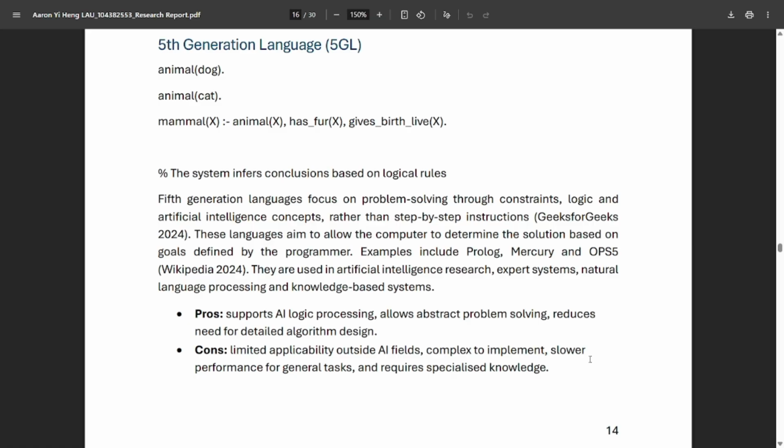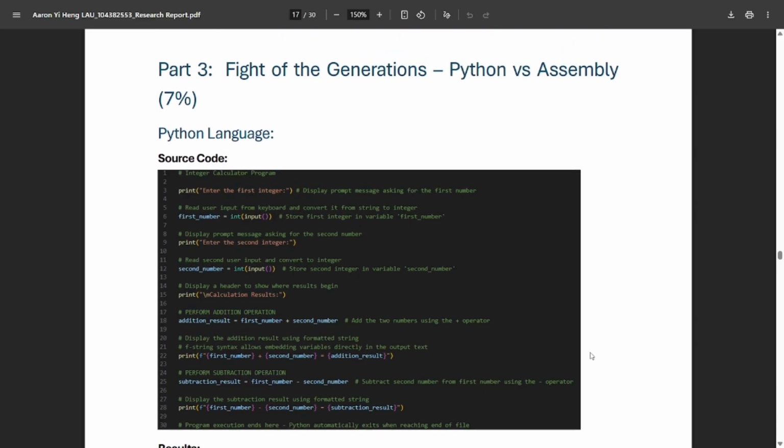to work with. Moving into part 3, I begin by looking into the Python implementation. Python is a high-level programming language, and its big strength is how easy it is to read and write. Instead of worrying about register memory addresses or hardware details, Python lets us focus directly on the logic of the program. It handles things like memory management, data types, and input and output automatically in the background. In the calculator task, this makes a huge difference.